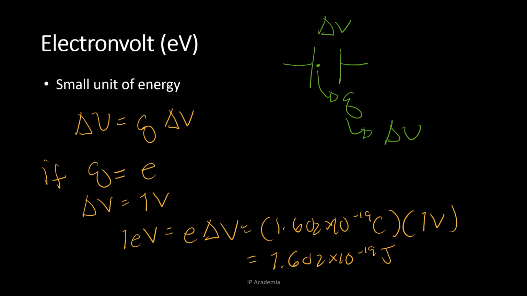So your 1 electron volt shown here, 1 electron volt is equal to e times this change in the electric potential, and this is equal to about 1.602 times 10 to the negative 19 joule.